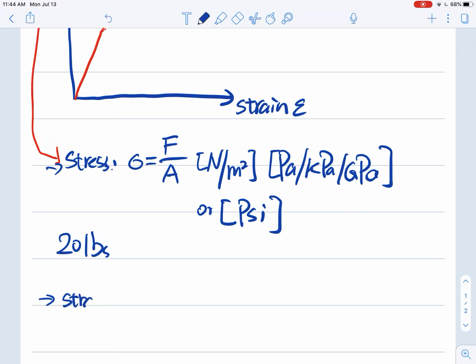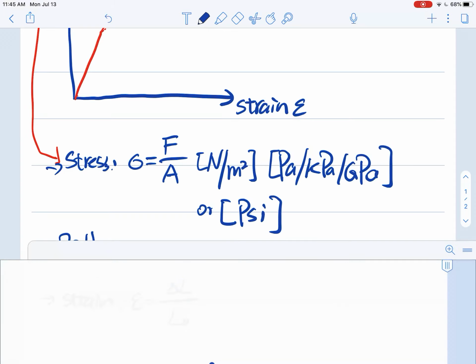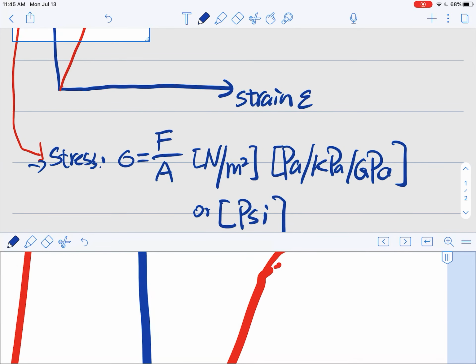Okay, one concept is stress, another concept is strain. And this is a fairly new concept. What is strain? Strain, epsilon, is defined by the change of the length divided by the original length. Here, what length are we talking about? We're talking about the specimen or any material under load, under a given stress.